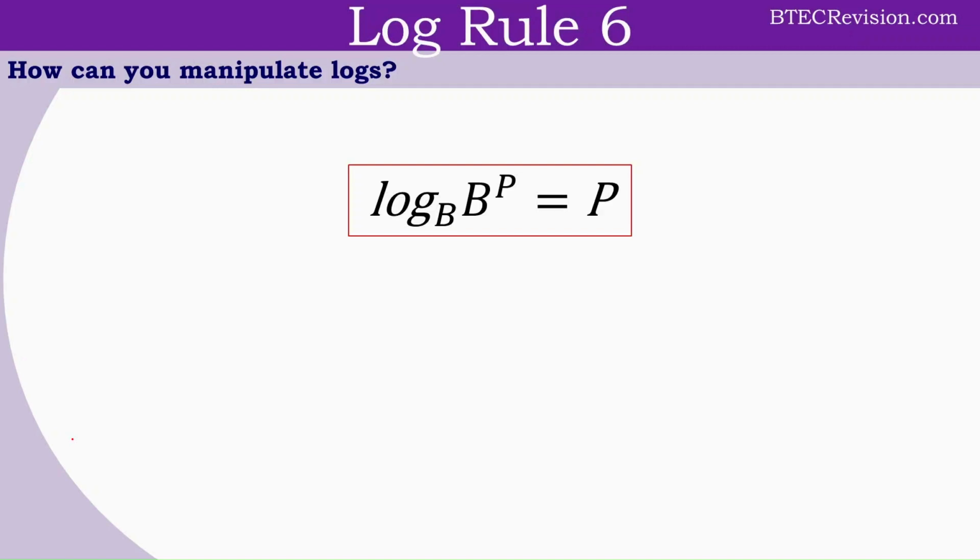Log rule number 6 is telling us that log to the base b of the number b to the power of p is equal to p. Let's write this in exponential notation to see why. So here we have the base b, and we have the power of p, and that's equal to the number b to the power of p, which is over here.